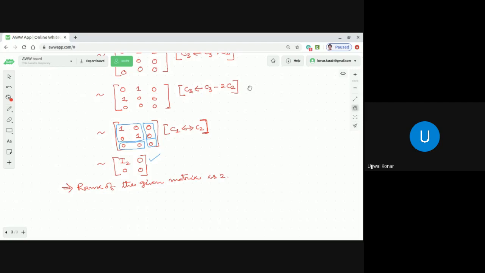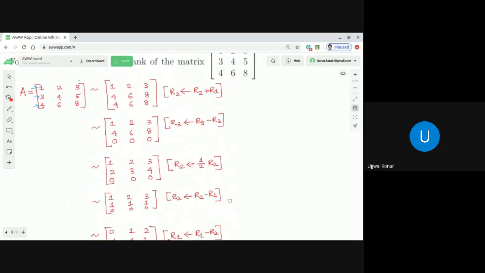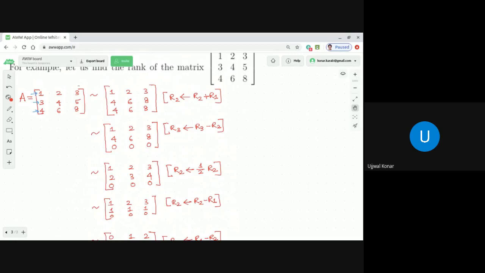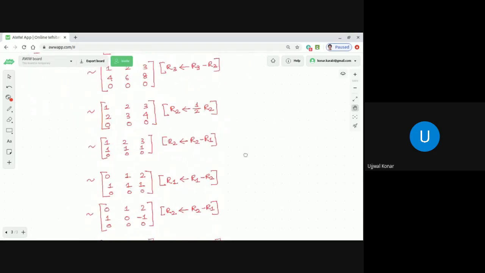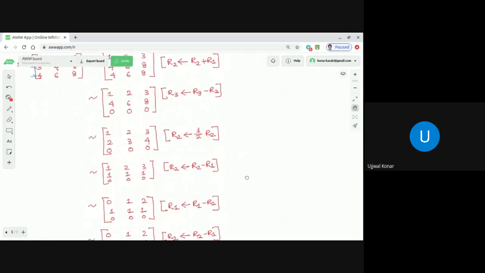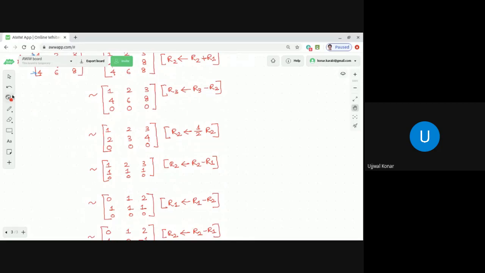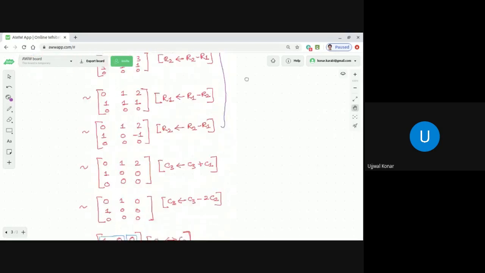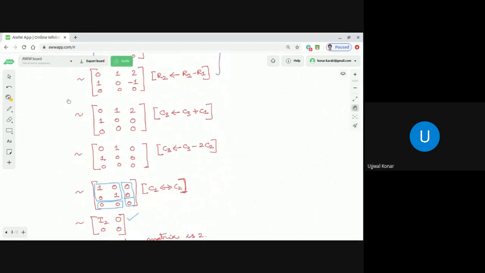Now, I have a few points to mention before I conclude this topic. When you apply these elementary transformations, my suggestion is that first you make all the row transformations. After that, make all the column transformations. Do not mix up. You see the way I have done it here. First, I made all the row transformations. After that, I focused on the column transformations.